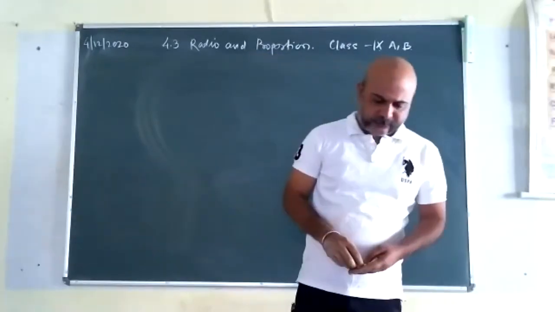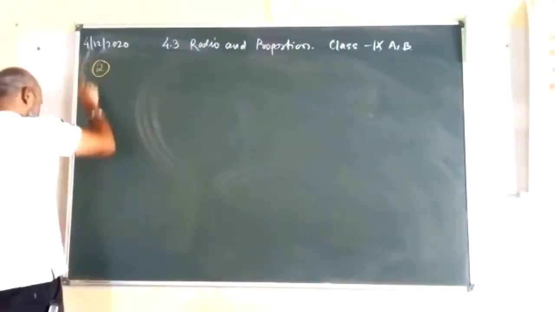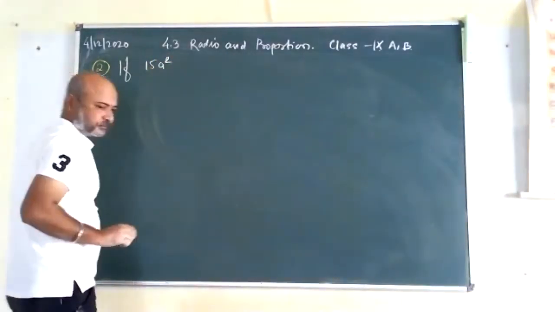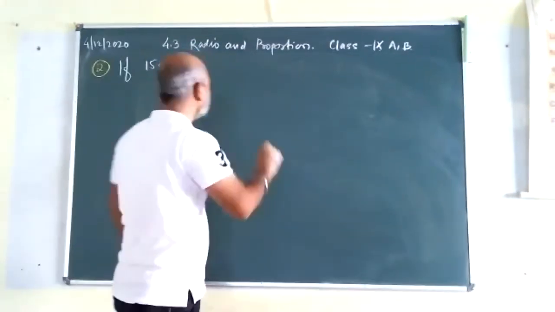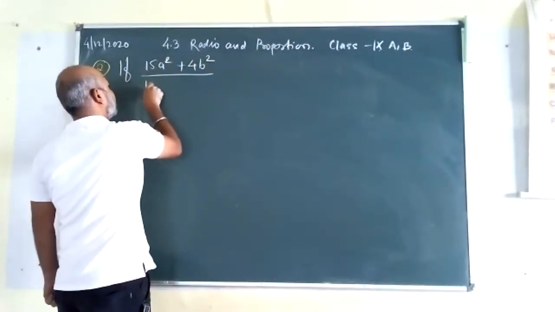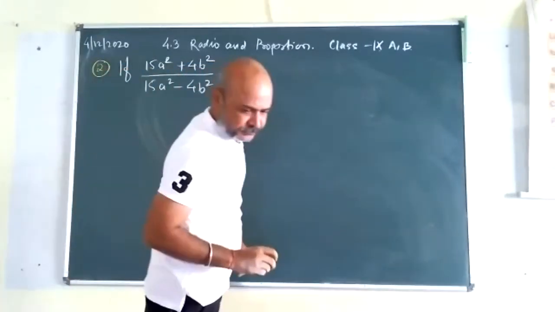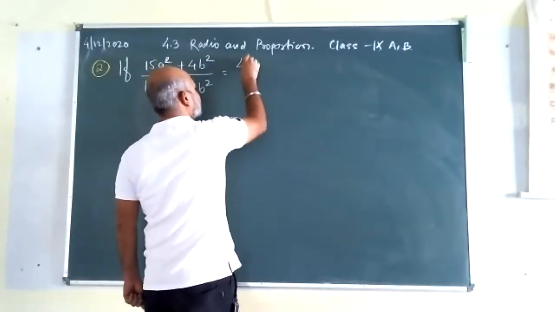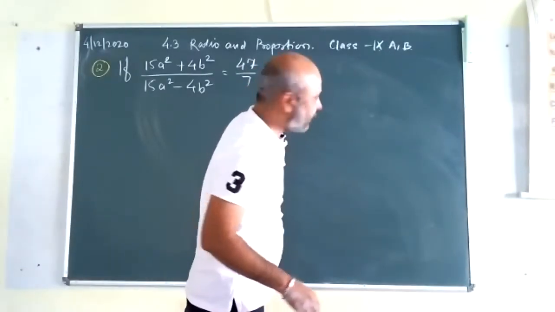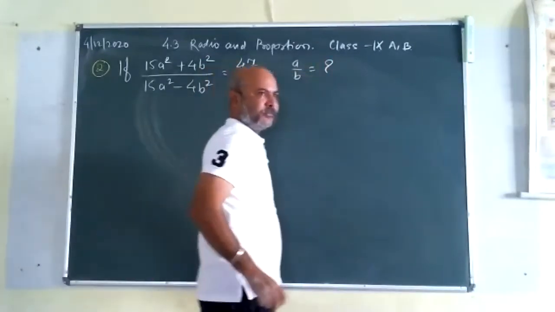Second question: if 15A square plus 4B square upon 15A square minus 4B square is equal to 47 upon 7, then you have to find the value of A upon B. So first, find the value of A upon B.